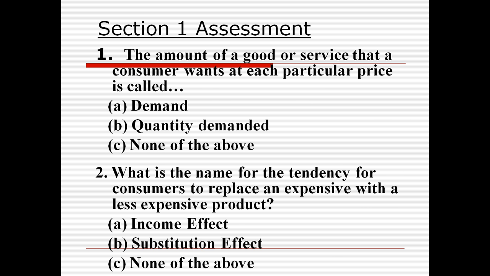All right, so let's go ahead and do the assessment. For number 1, the amount of a good or service that a consumer wants at each particular price is called what? And for number 2, what is the name for the tendency for consumers to replace an expensive with a less expensive product? Feel free, if you need to, pause the video to answer these questions. That's perfectly fine.